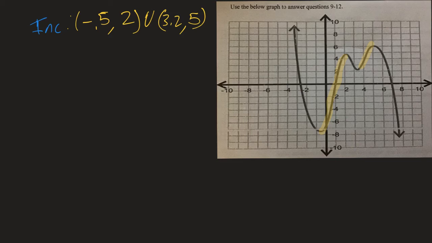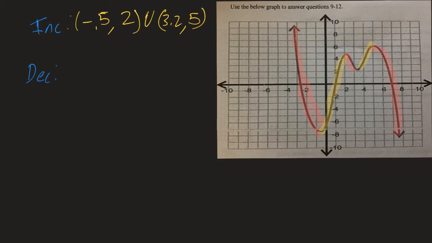Now, we can also find our decreasing section in a similar way. Again, we have to use those maximum and minimum points that we found. Those are my turning points. So let's see. Here are my regions that are decreasing. I've got this first section right here, this section in between, and then this third section right here.